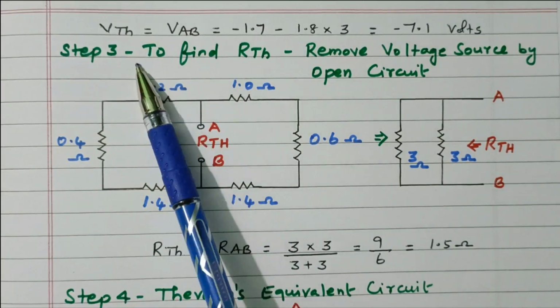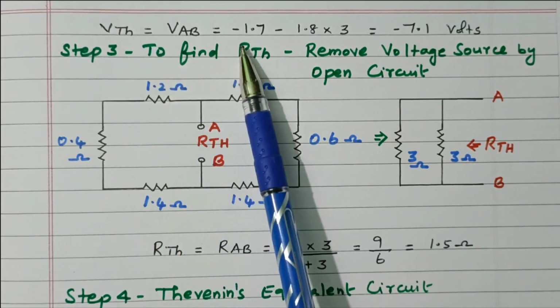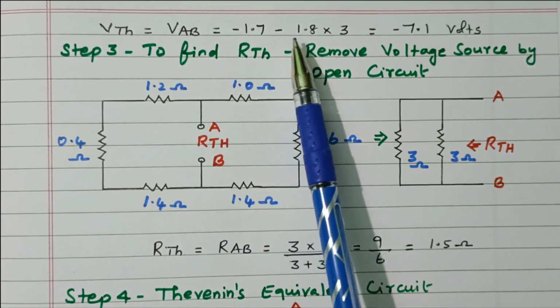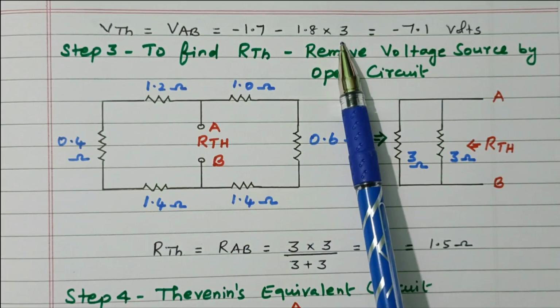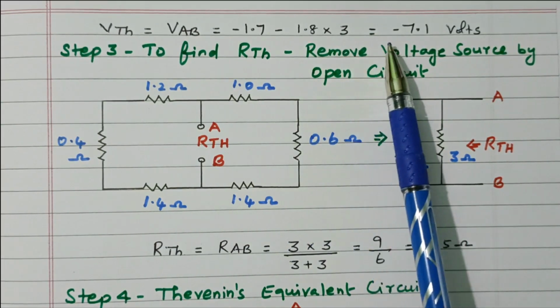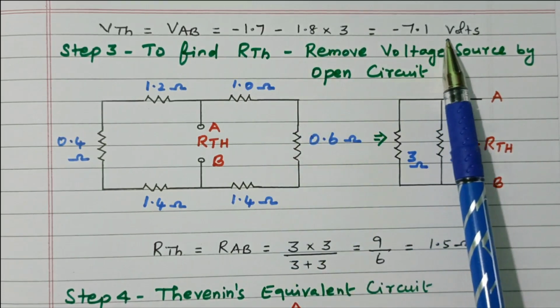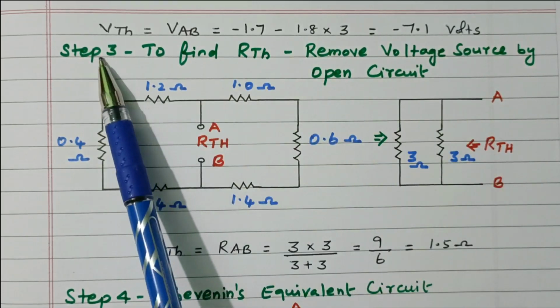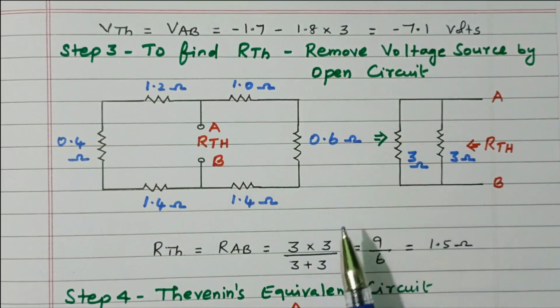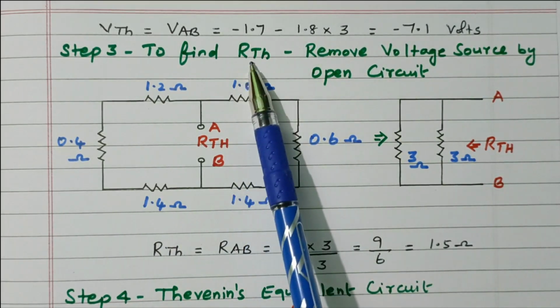So the simplified value: VTH equal to VAB equal to minus 1.7 minus 1.8 current. This is the total resistance into 3. After simplification we got minus 7.1. Both are negative, minus 7.1 voltage. So V Thevenin equal to minus 7.1 voltage. Now we will find the R Thevenin value.